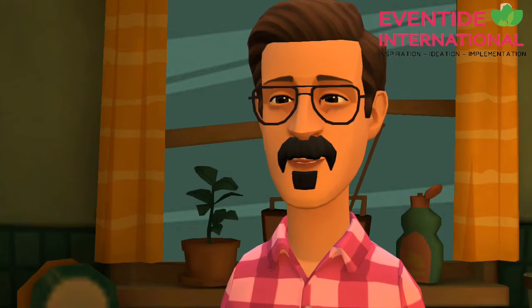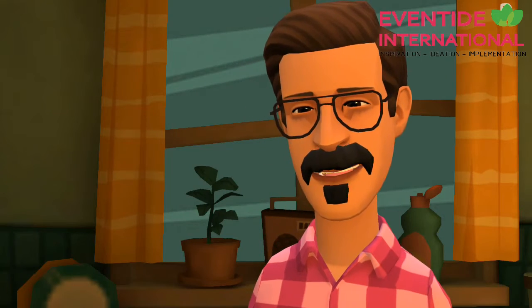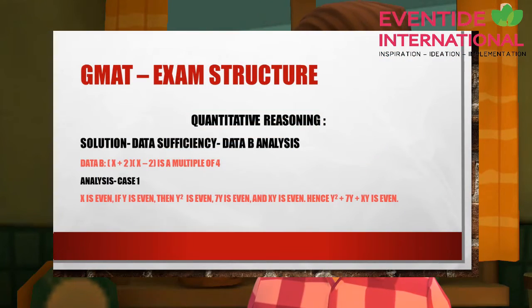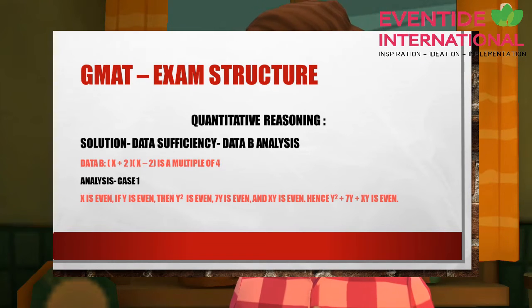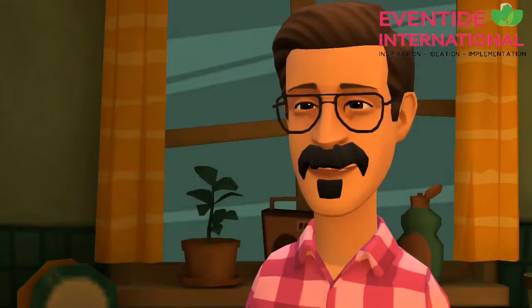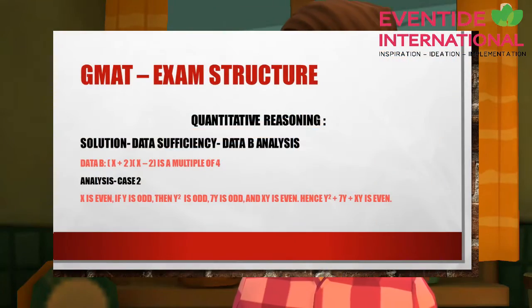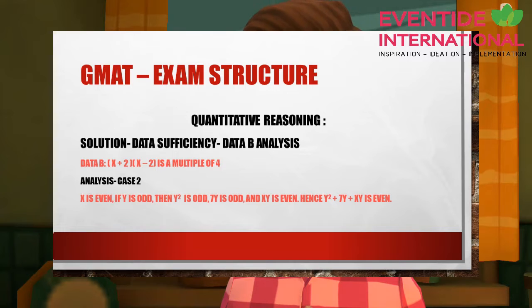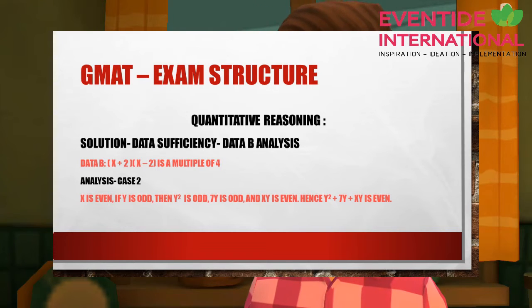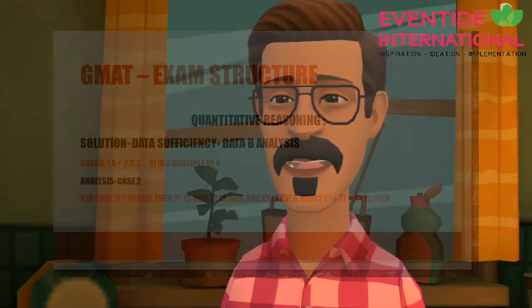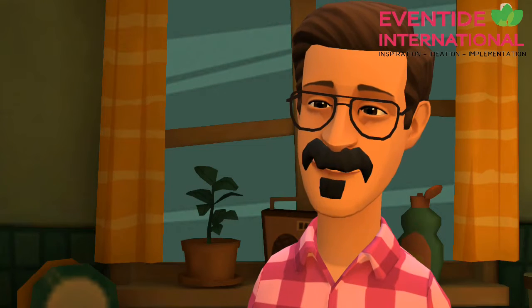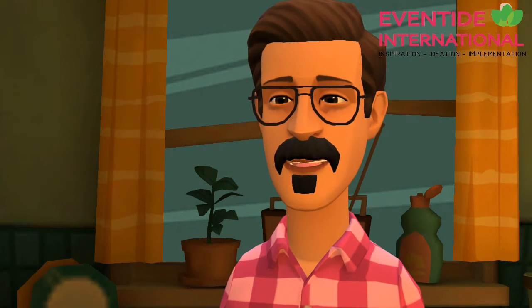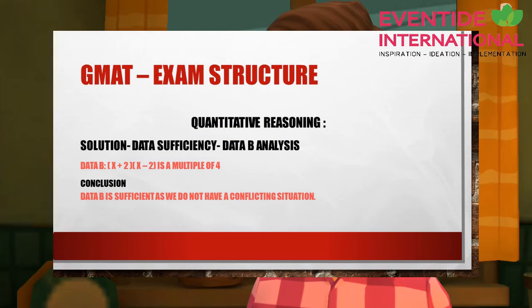Based on whether y is even or not, we can have two cases. Case 1: if y is even, then y squared is even, 7y is even, and xy is even. The overall expression is even. Case 2: if y is odd, then y squared is odd, 7y is odd, and xy is even. The overall expression is even as the sum of two odd numbers and an even number is even. It is apparent that in both cases the expression is even. It seems that statement B is sufficient to answer the question.